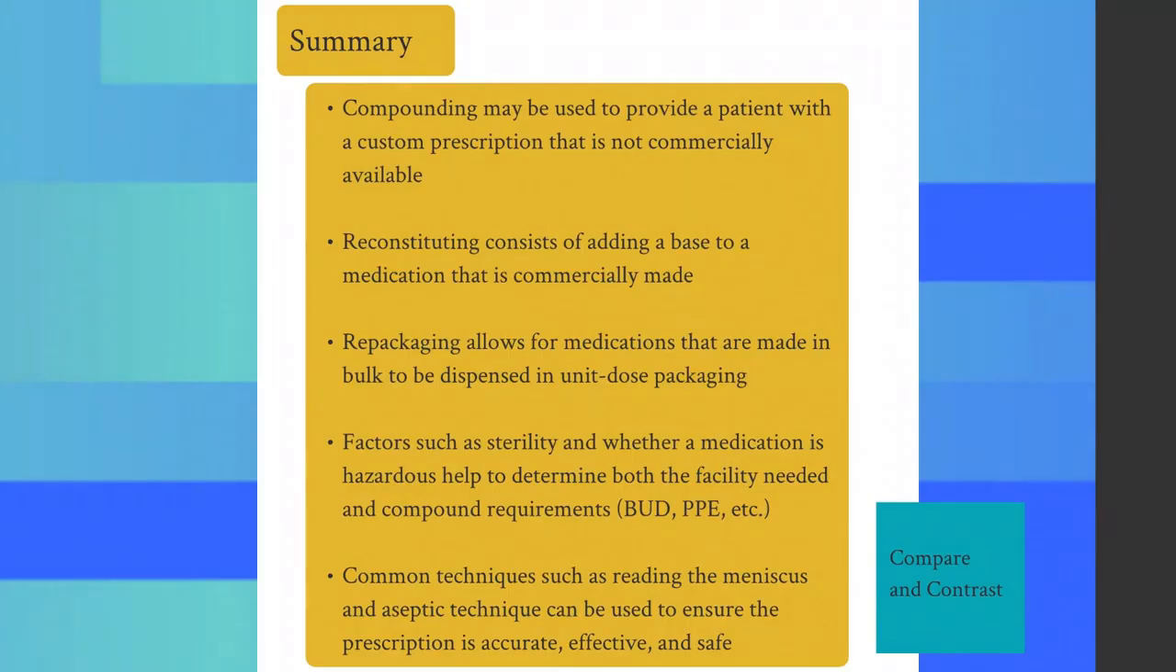So with all of that being said, compounding may be used to provide a patient with a custom prescription that's not commercially available. Reconstituting consists of adding a base to a medication that is commercially made. Repackaging, on the other hand, allows for medications that are made in bulk to be dispensed in unit dose packaging. Factors such as sterility and whether a medication is hazardous help to determine both the facility needed as well as the compound requirements such as the PPE and the beyond use dating. Common techniques such as reading the meniscus and the aseptic technique can be used to ensure the prescription is accurate, effective, and safe.